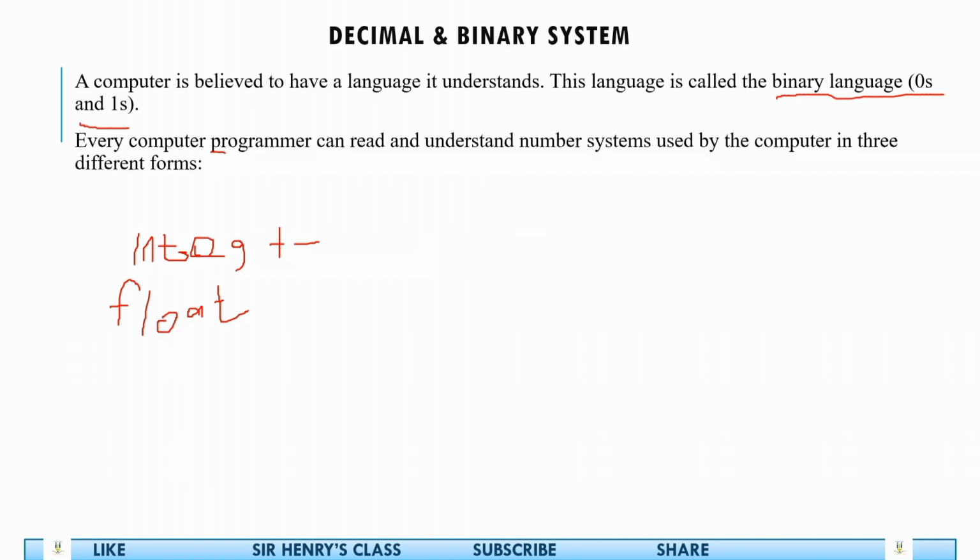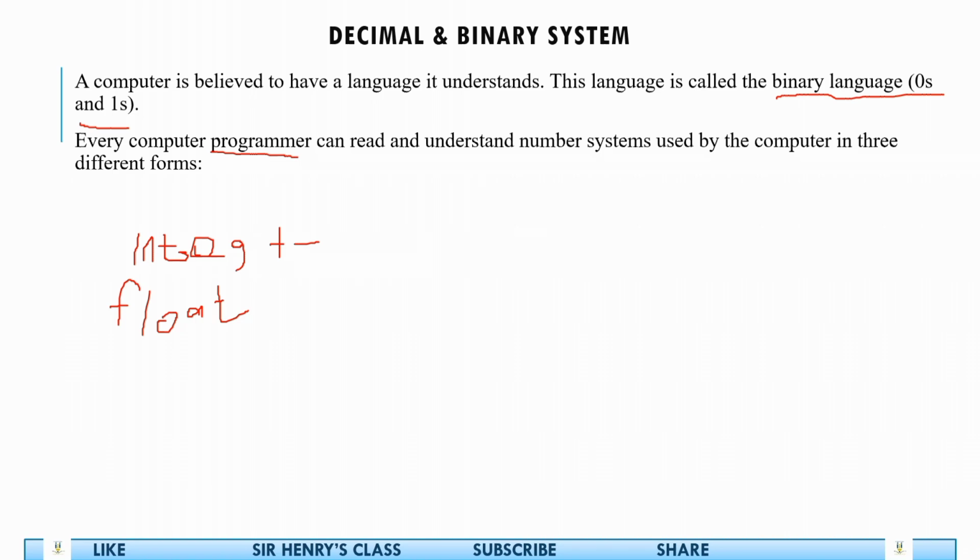So when you say a computer programmer, it is a person or an individual who creates or designs software or program to be used by the computer. So every programmer has an understanding of the number systems that are used in computing, same way as the computer. So we said the computer uses the language called binary language. This binary language is the basic form of language the computer understands. So any information given to the computer is broken down into the binary language.